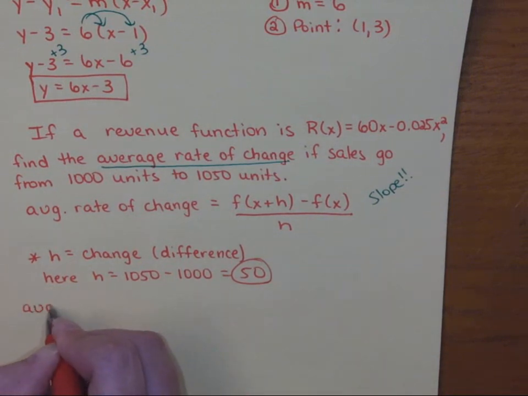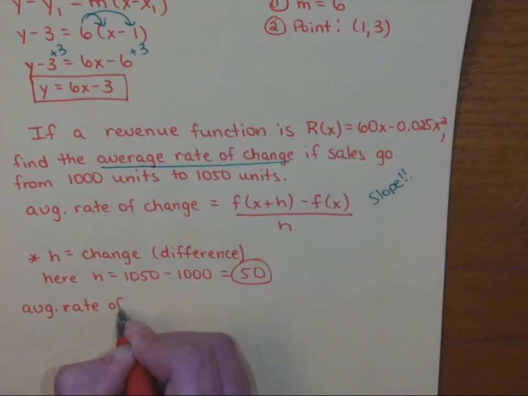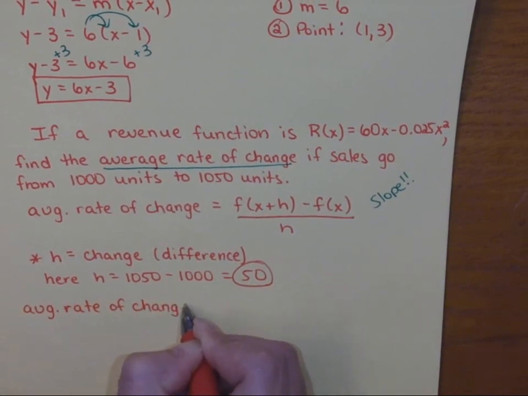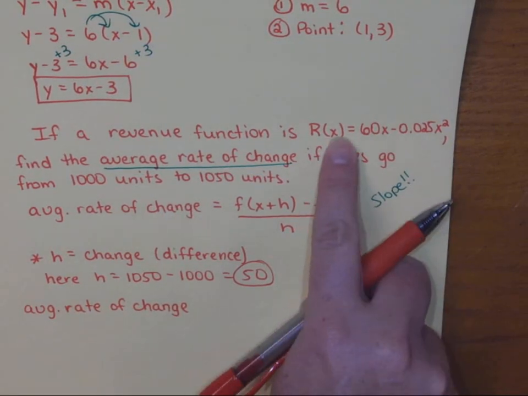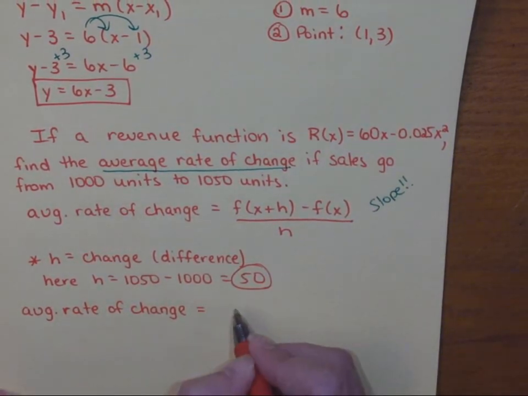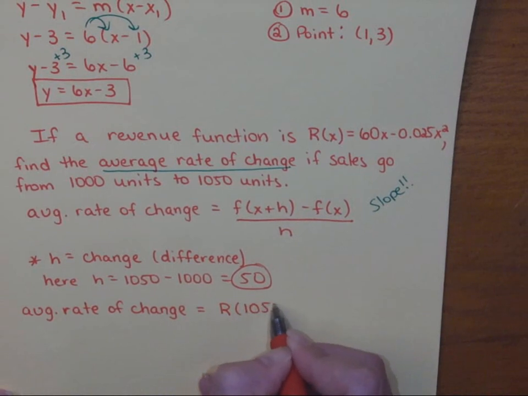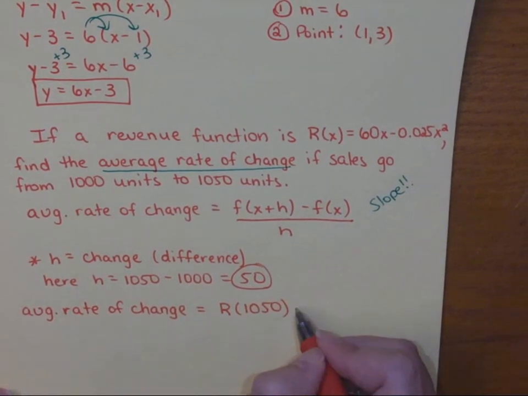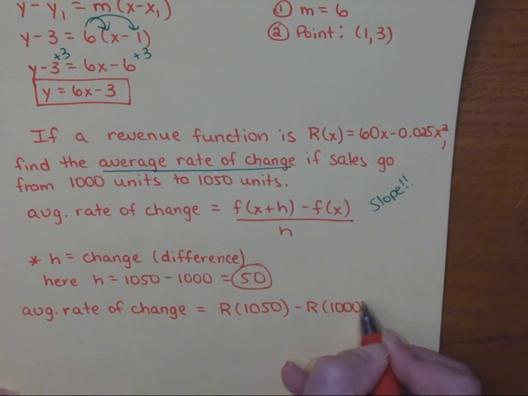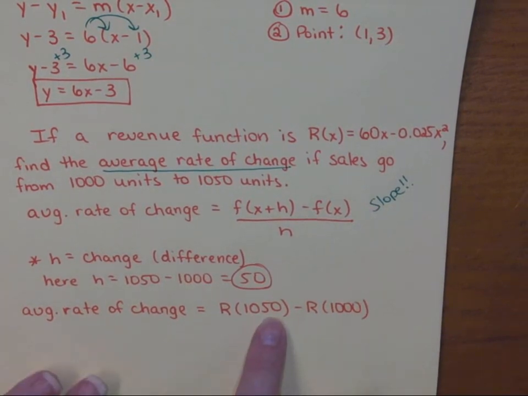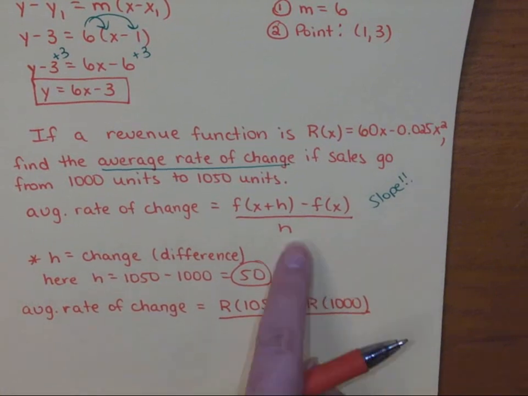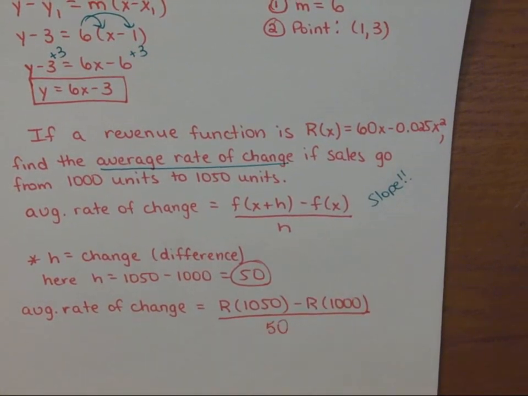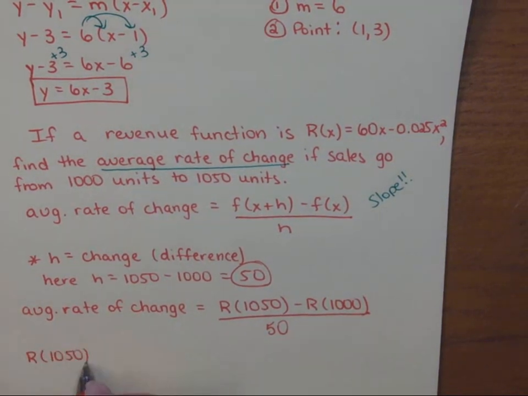So if I want the average rate of change, what I'm really looking for is the change in y. Well, in this problem, y is revenue. So I'm looking for r of 1,050 minus r of 1,000. That would be the change in revenue. In other words, plug in 1,050 and find out what that revenue is. Then we'll subtract off what we get when we plug in 1,000, and then divide that by h, which in this case is 50. So we just need to use our calculator to figure these things out.